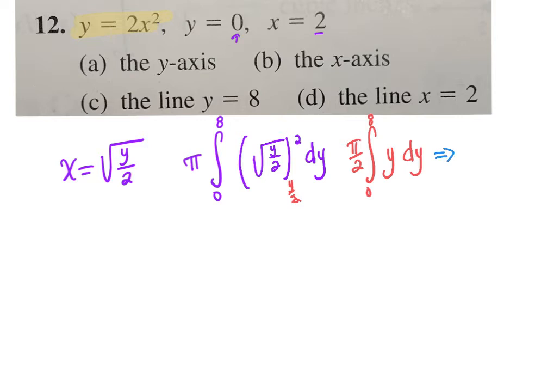And then when you actually take the antiderivative here, you get pi over 2. The antiderivative of this is 1/2 y squared. And we're going from 0 to 8. So when you plug in an 8, you get 64 pi over 4, which is how you get 16 pi.